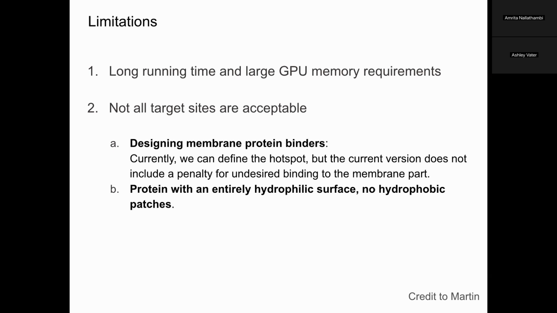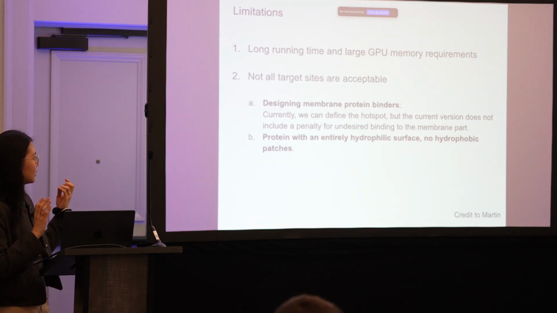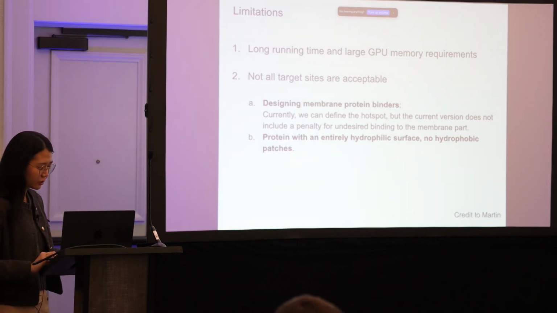So maybe for the next version, we need more strict masking techniques to mask out the regions we really want to prevent the binder from binding to. And lastly, for proteins with an entirely hydrophilic surface, the model still has a hard time finding good binders.